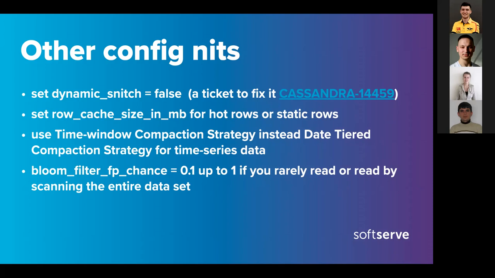Okay, the next one is row cache. There are a couple of key row caches that Cassandra provides, but use row caches for data that is static or really hot rows that you read quite frequently. But don't be too sure about that in other cases.